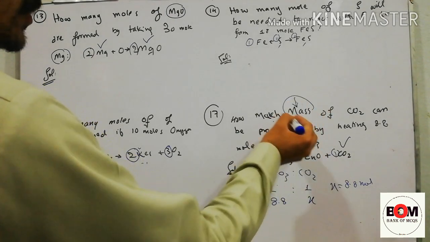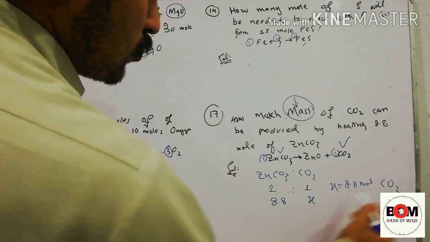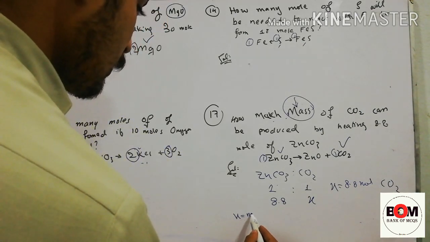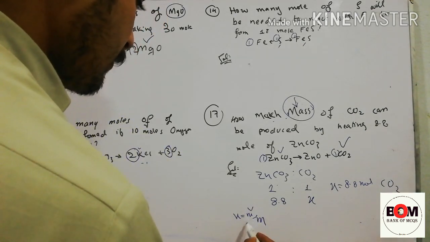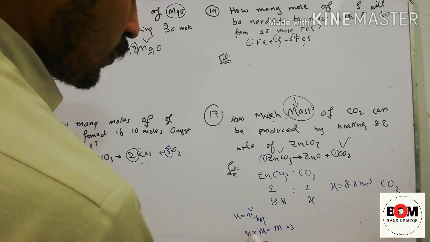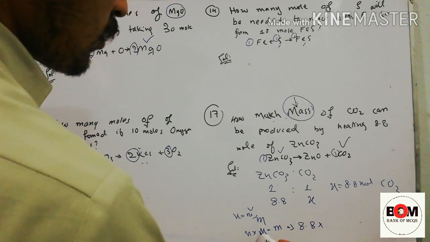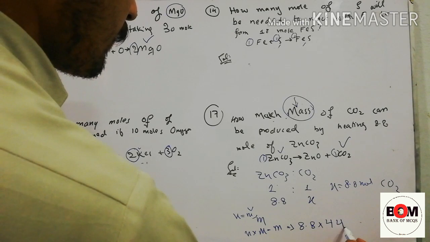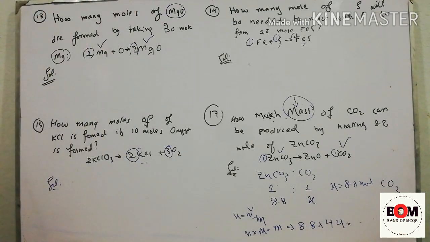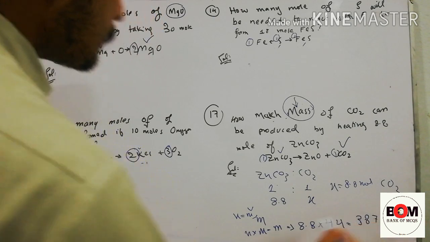But they have asked for mass. So we have 8.8 mole CO2. We know that number of moles is equal to mass divided by molar mass. To find mass, we will multiply number of moles with molar mass. So number of moles is 8.8, multiplied by the molar mass of CO2, which is 44. So multiplying 44 by 8.8, we will get 387.